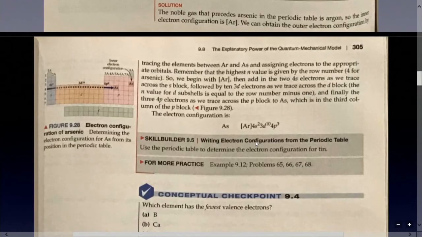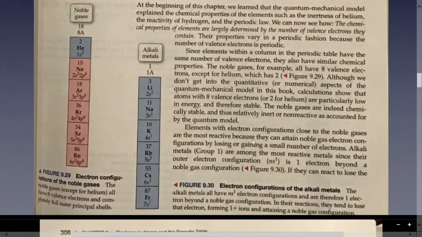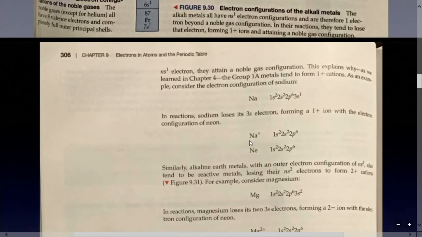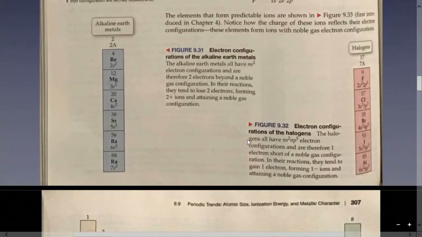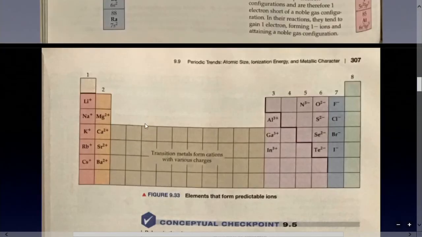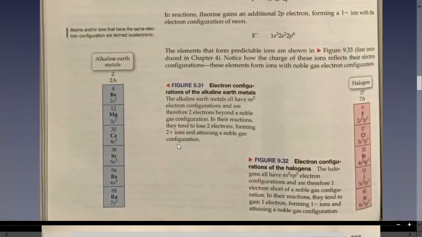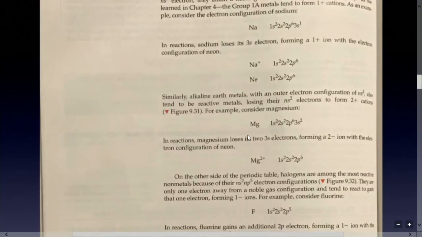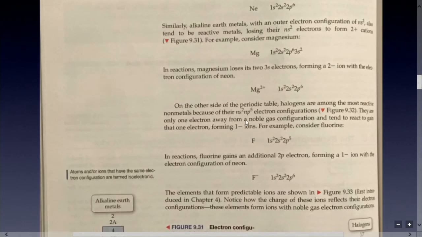I think we've done enough examples here, because I do want to talk about the explanatory power of the quantum mechanical model. And then in the next video we'll talk about periodic trends in terms of size, ionization energy, and metallic character. But just to wrap up the electron configurations before we move on, there is some explanatory power to these things.